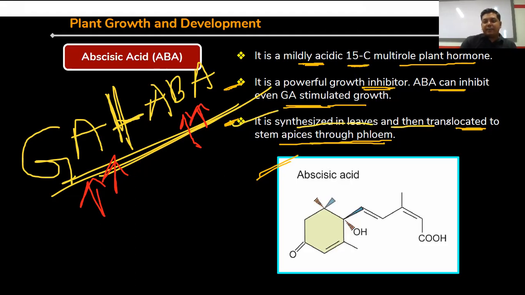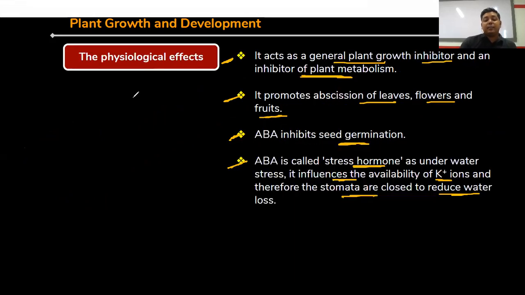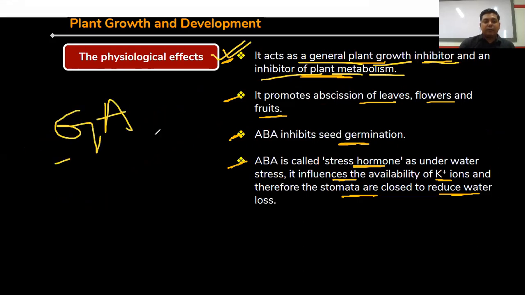Here, abscisic acid is synthesized in leaves and then translocated to stem apices through the plant. So they are mainly synthesized in the leaf areas and transported throughout the whole plant through the phloem vascular bundles. Now the functions of abscisic acid: it acts as a general plant growth inhibitor and an inhibitor of plant metabolism. So it is mainly involved in the inhibition of plant growth as well as inhibition of plant metabolism.